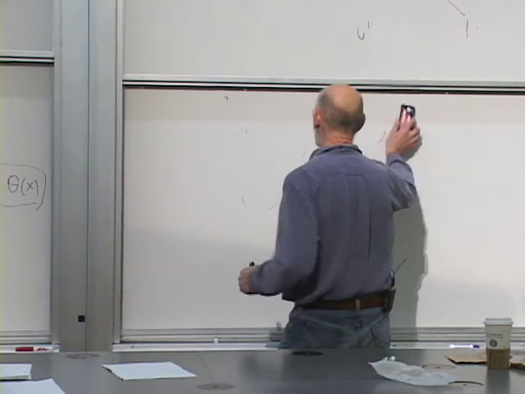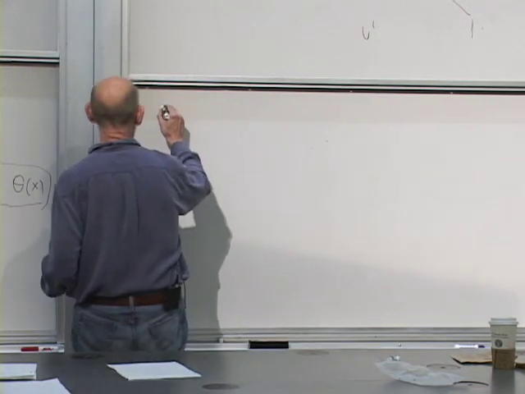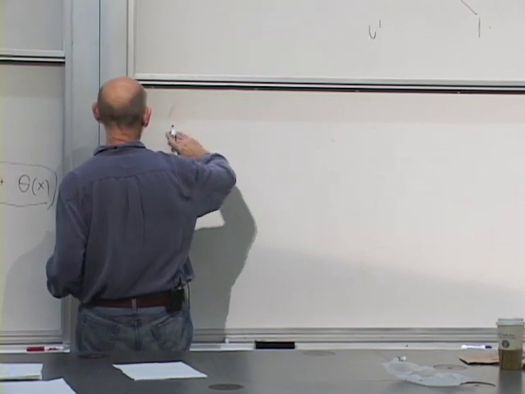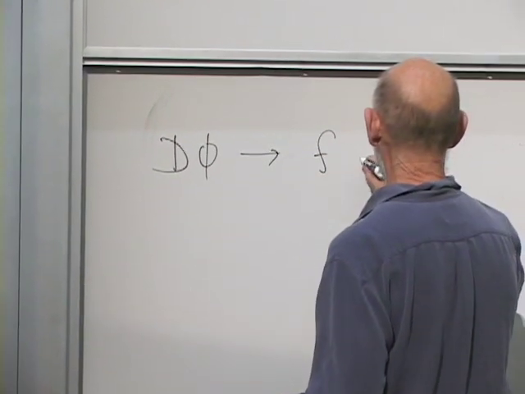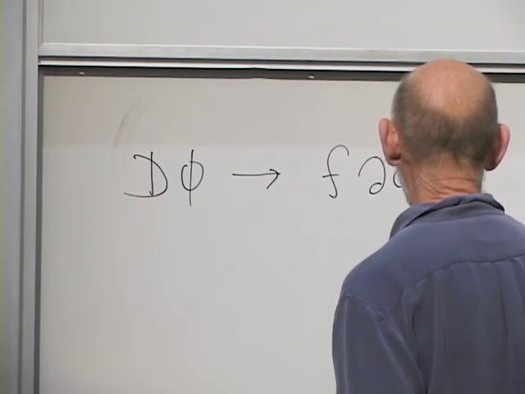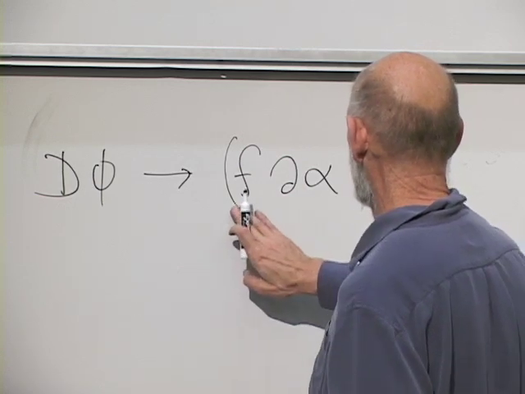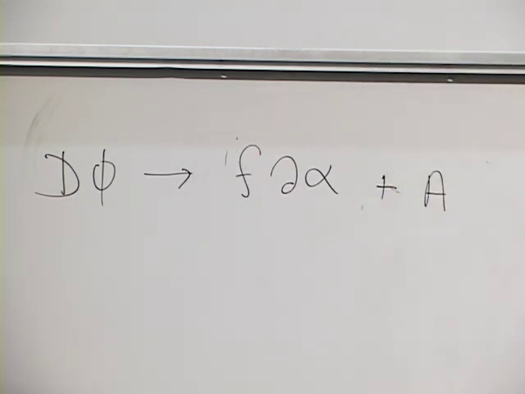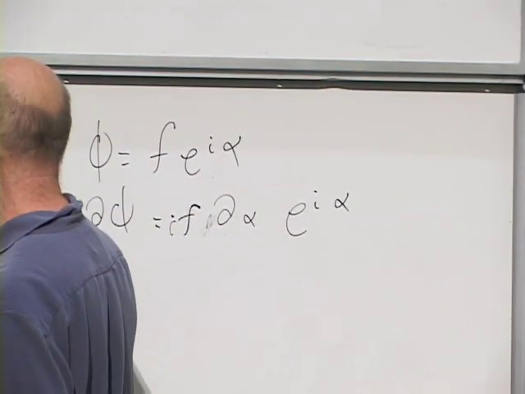If you completely forgot the radial degree of freedom, just completely froze it, you would find that the Lagrangian, let's see, the covariant derivative of phi would become f, I think, times the derivative of alpha plus the vector potential itself. Phi is just equal to f times e to the i alpha, and so the derivative of phi is f i times the derivative of alpha times e to the i alpha. So there would be an e to the i alpha multiplying the whole thing.